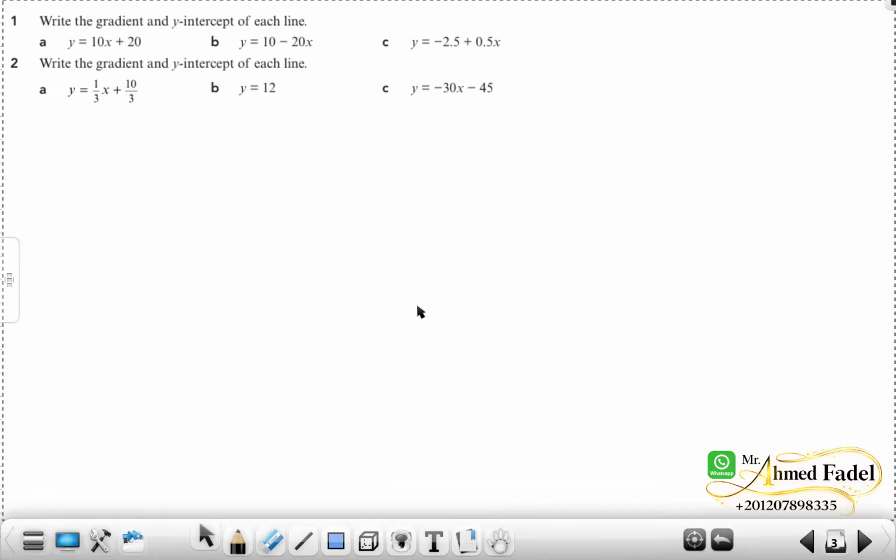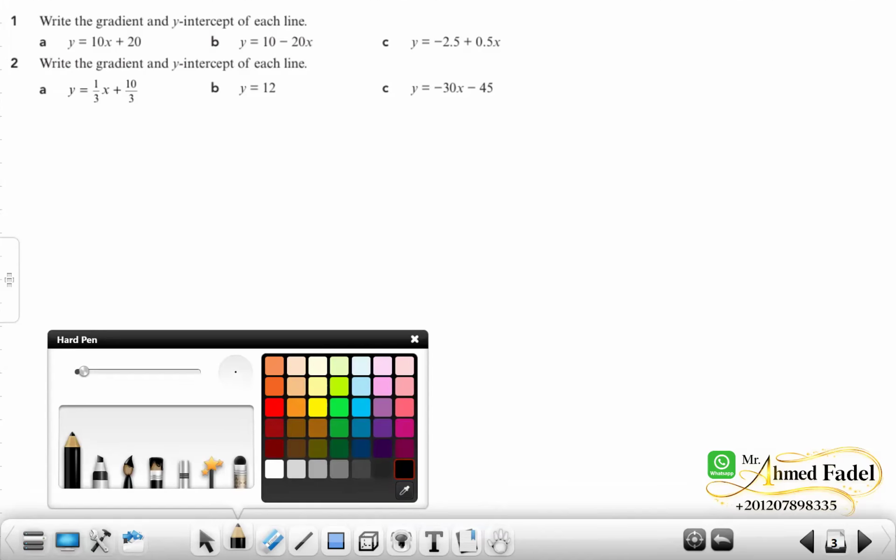And in today's video, we are going to discuss lesson 10.3, which is all about gradient and intercept. The first question here in the workbook says to you, write the gradient and y-intercept of each line. And they're giving you here the first line, y equals 10x plus 20. And the second line, also a similar function, and so on.